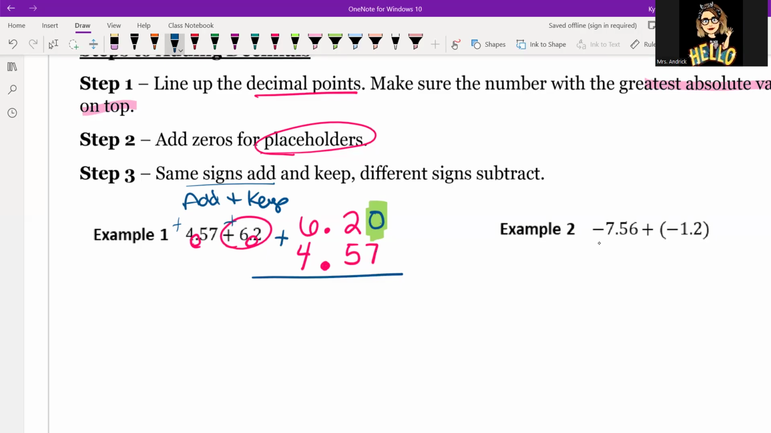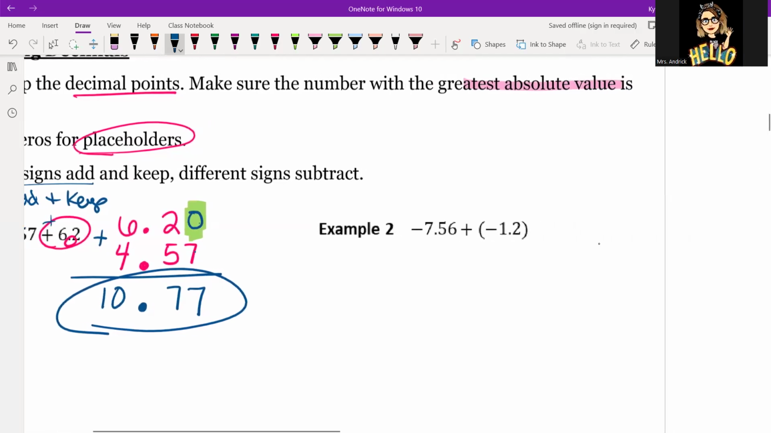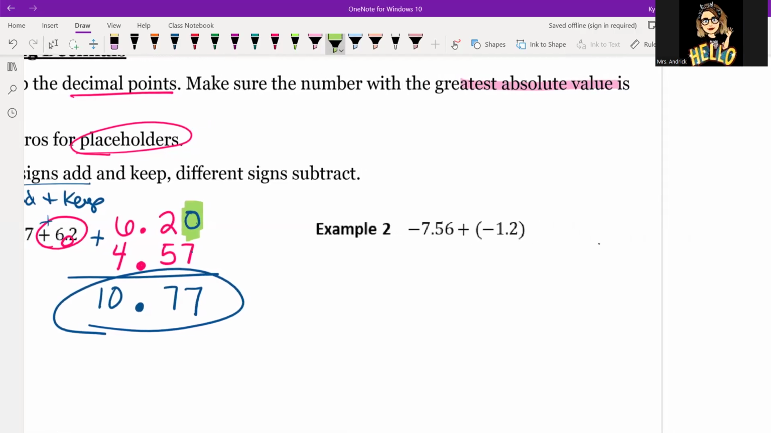So in this case, these two are both positive, so we're going to add and keep the sign. 0 plus 7 is 7. 2 plus 5 is 7. My decimal point just comes on down. 6 plus 4 is 10. There's my answer.